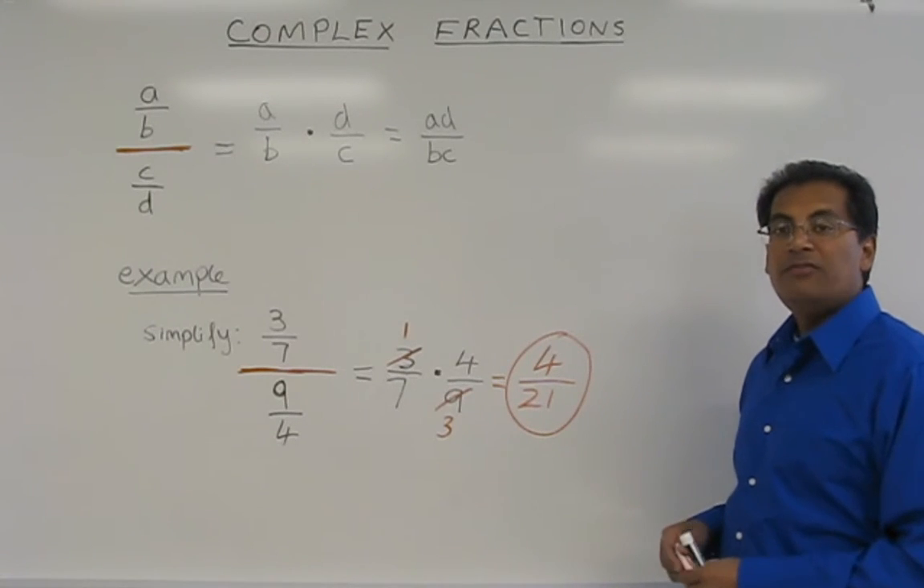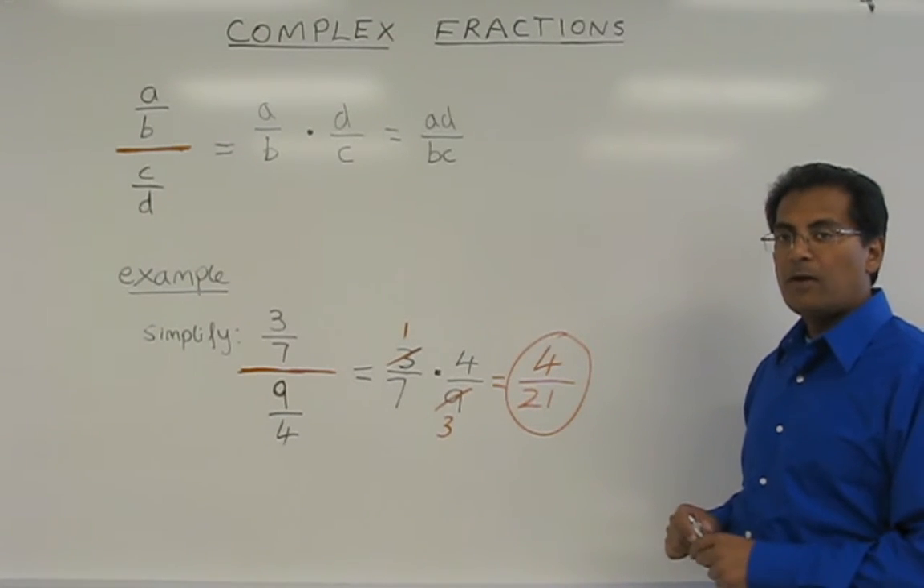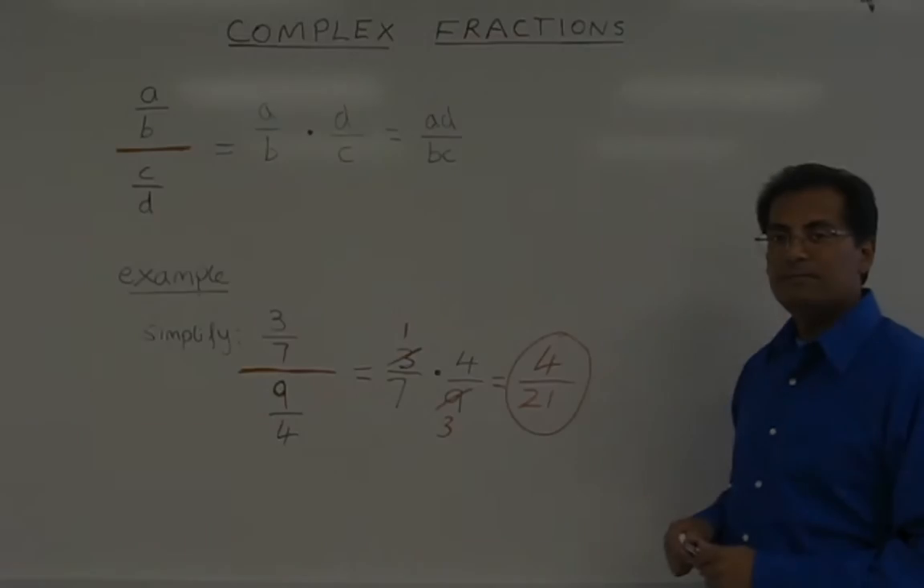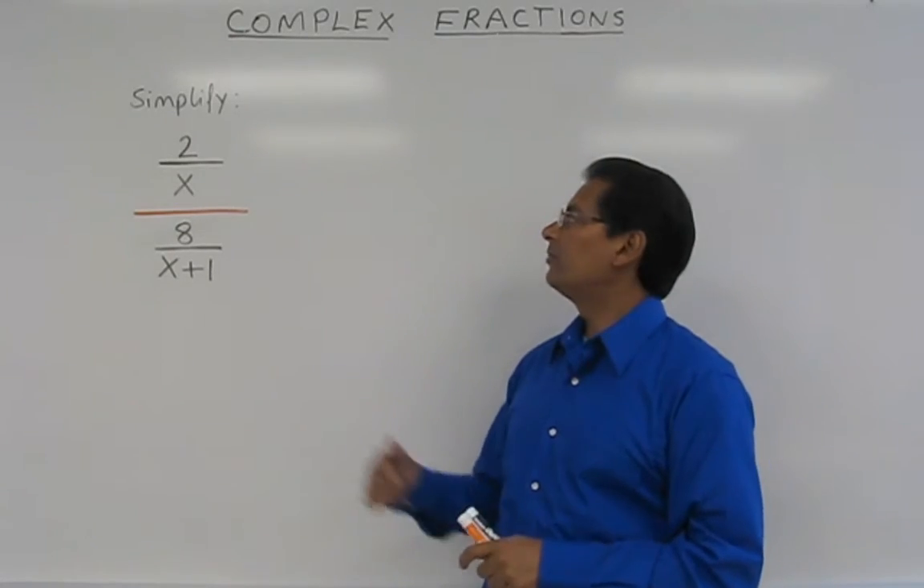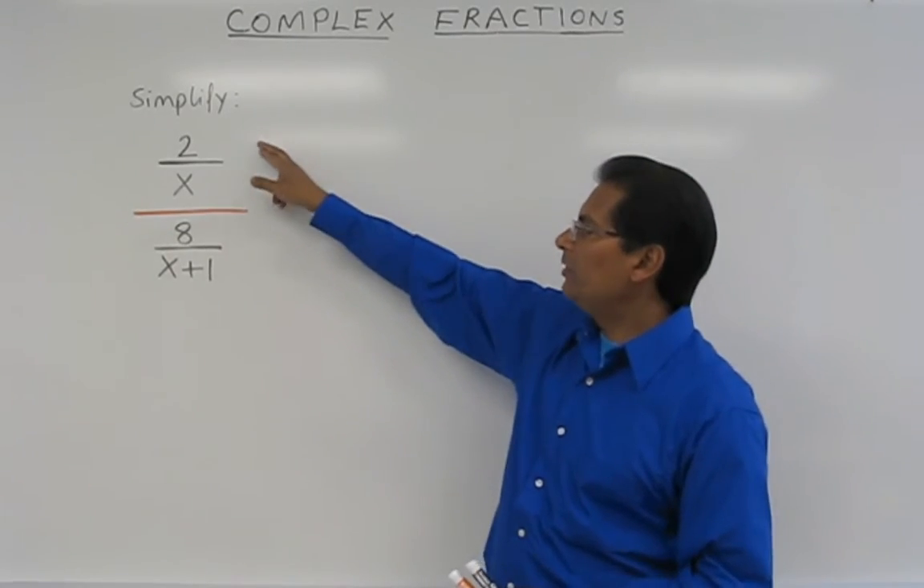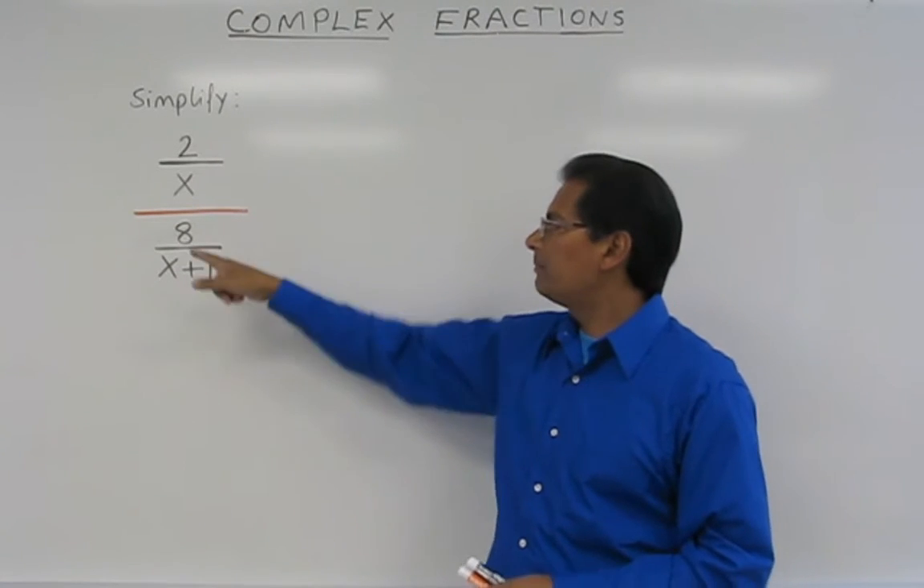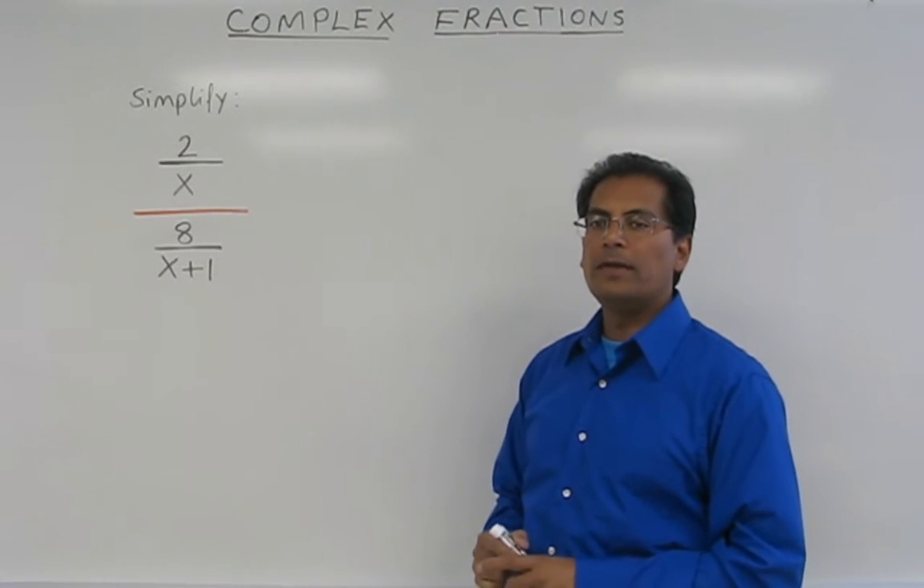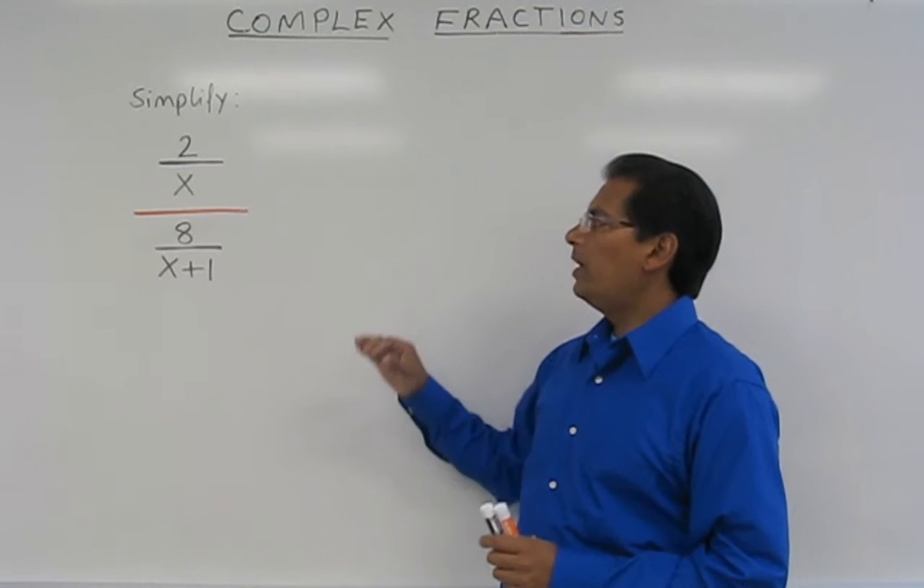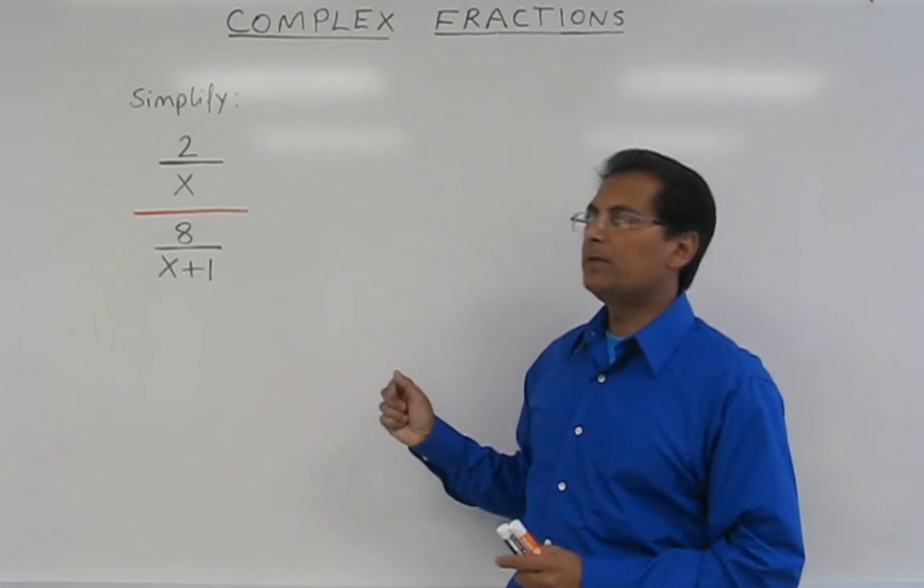Now what happens if you have variables in these complex fractions? Let's see. Okay, here we're asked to simplify the complex fraction 2 divided by x, divided by 8 divided by x plus 1. So remember, we have to flip the denominator and multiply.